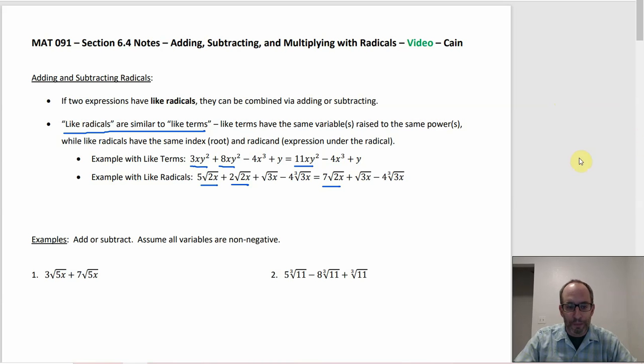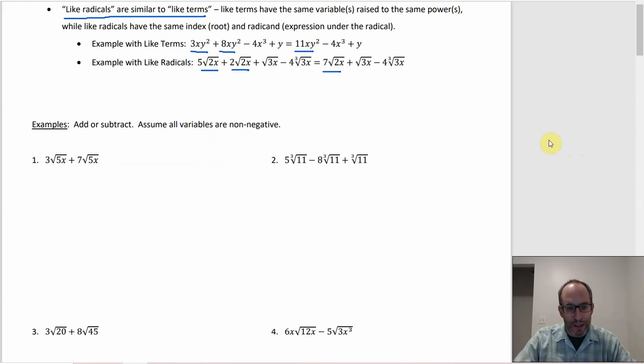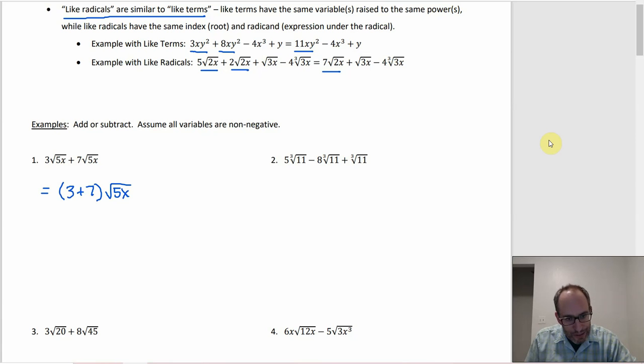All right, so number one, if you look at that one, we've got a square root of 5x in both terms. So that doesn't simplify any further, right? There's no perfect square that divides 5. Well, other than 1, but that doesn't help, right? So those roots don't simplify any further, and we would have 3 plus 7 times the square root of 5x if we combine like terms. So this is going to be 10 times the square root of 5x.